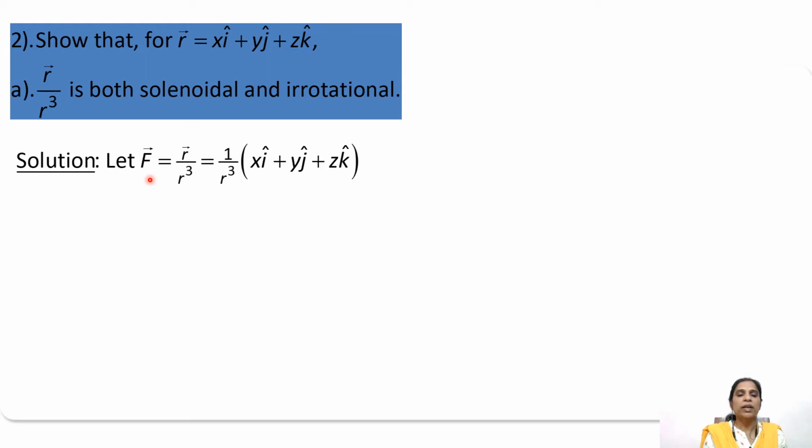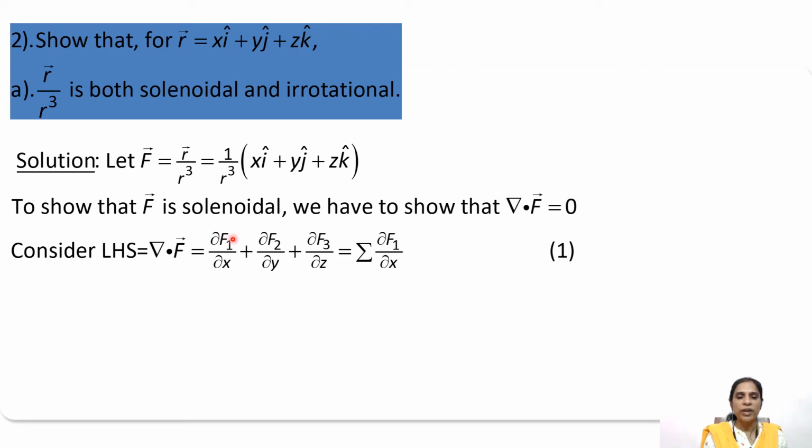Let us take the vector r by r cube as the vector f, which is nothing but 1 by r cube times x i hat plus y j hat plus z k hat. So once f is ready, we have to find div f. To show that f is solenoidal, we have to show that divergence of f is equal to 0. So consider now divergence of f. And we know according to the definition, divergence of f is nothing but dou f1 by dou x plus dou f2 by dou y plus dou f3 by dou z, which in the summation notation is written as summation dou f1 by dou x. Let us call this equation 1.